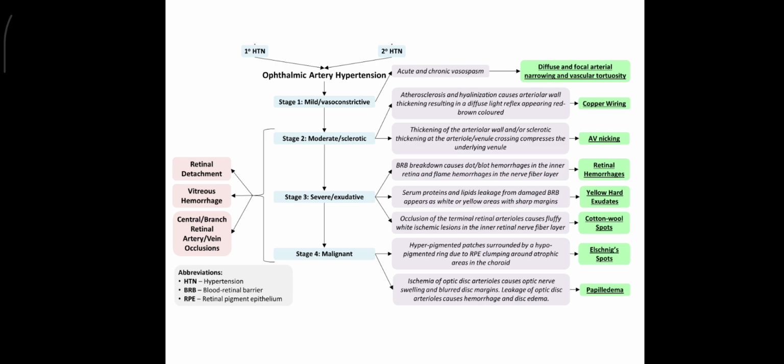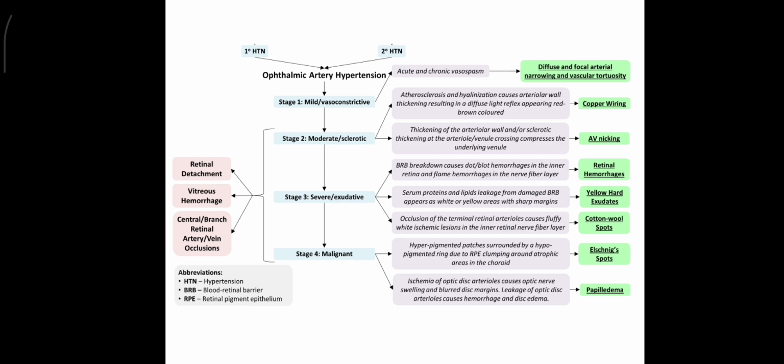In stage 2, there will be a sclerotic phase, where there will be atherosclerotic and hyalinization changes over the vessel wall, and there will be thickening of the arterial wall and a venule crossing that arteriole, that is AV nicking.